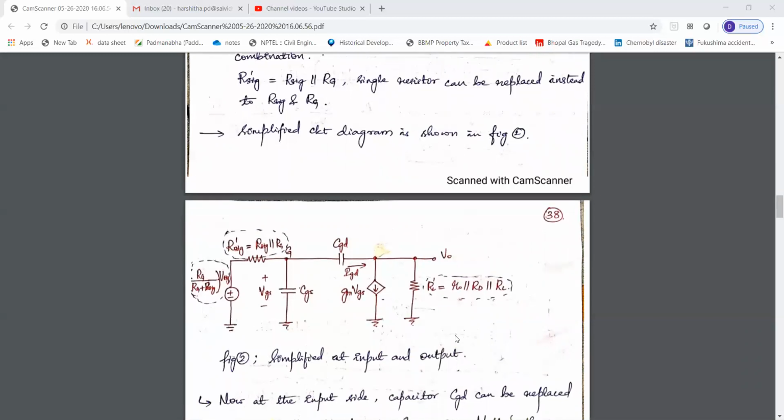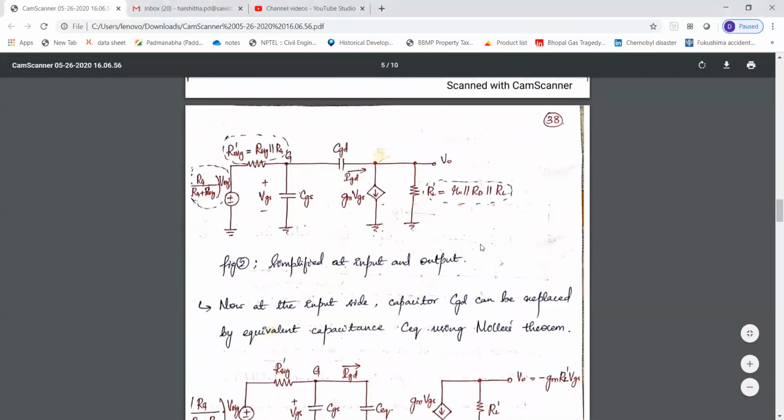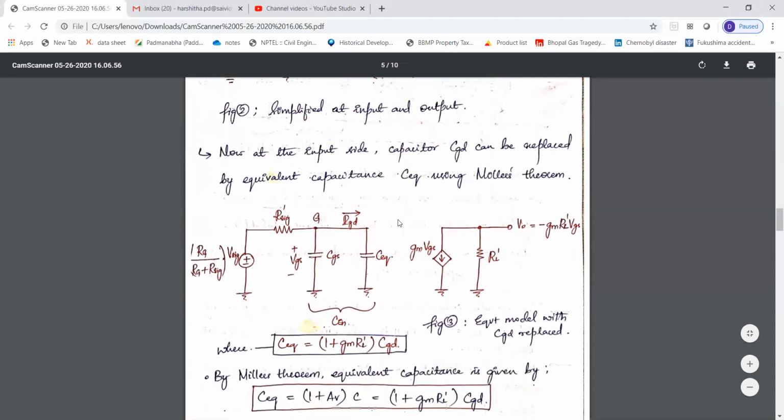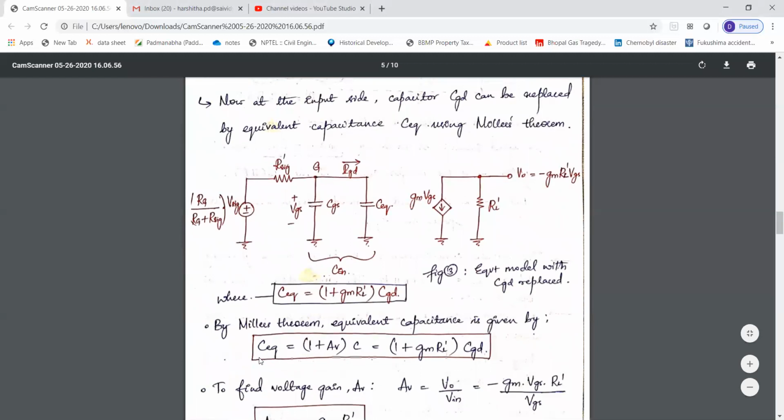And next, this CGD is like a bridge between the input part and the output part of the circuit, isn't it? Now this CGD can also be replaced by an equivalent capacitor, that is C equivalent, by using the concept of Miller's theorem. So from Miller's theorem, we know that this C equivalent capacitance is equal to 1 plus gain into the value of the capacitor.